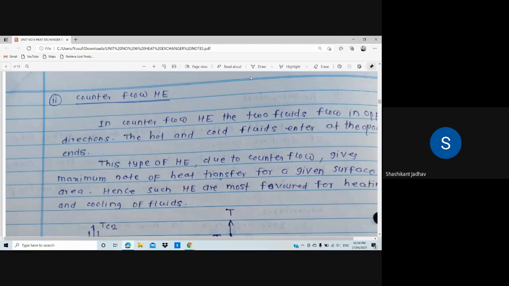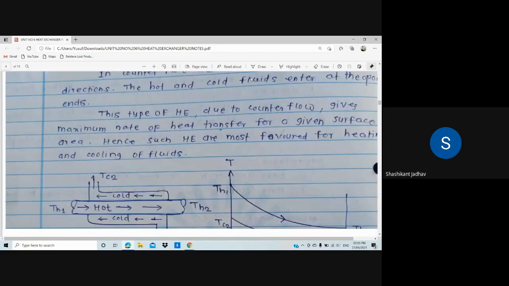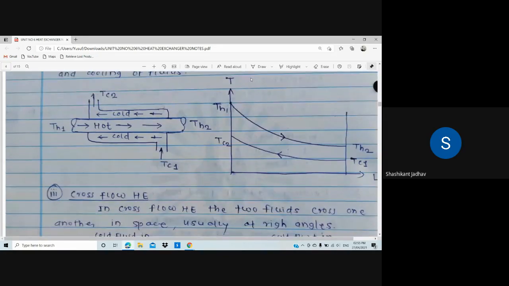Full stop. Hence, such heat exchangers are most favored for heating and cooling of fluids.